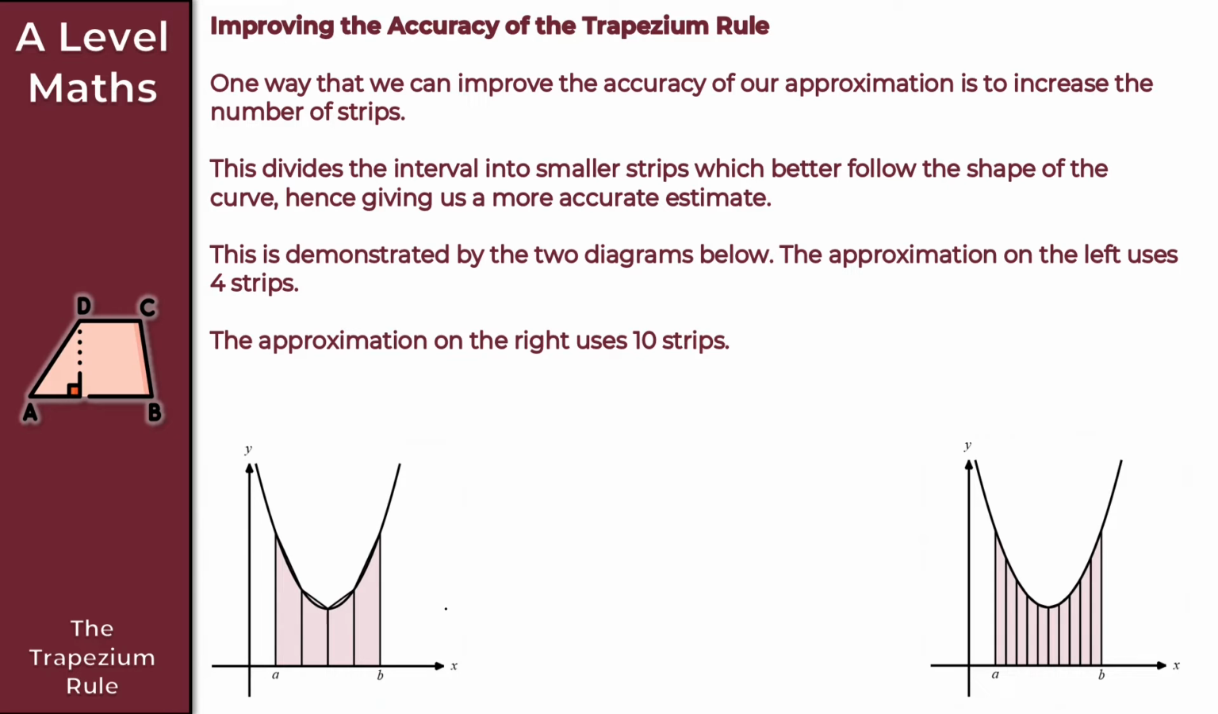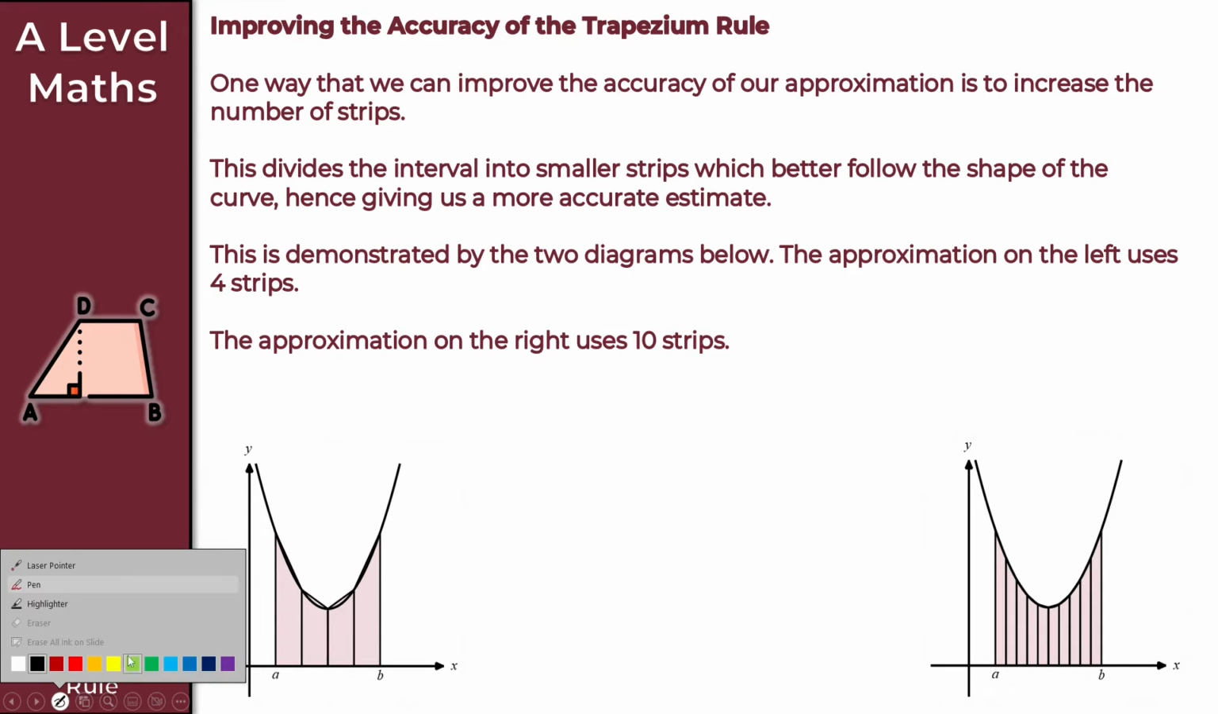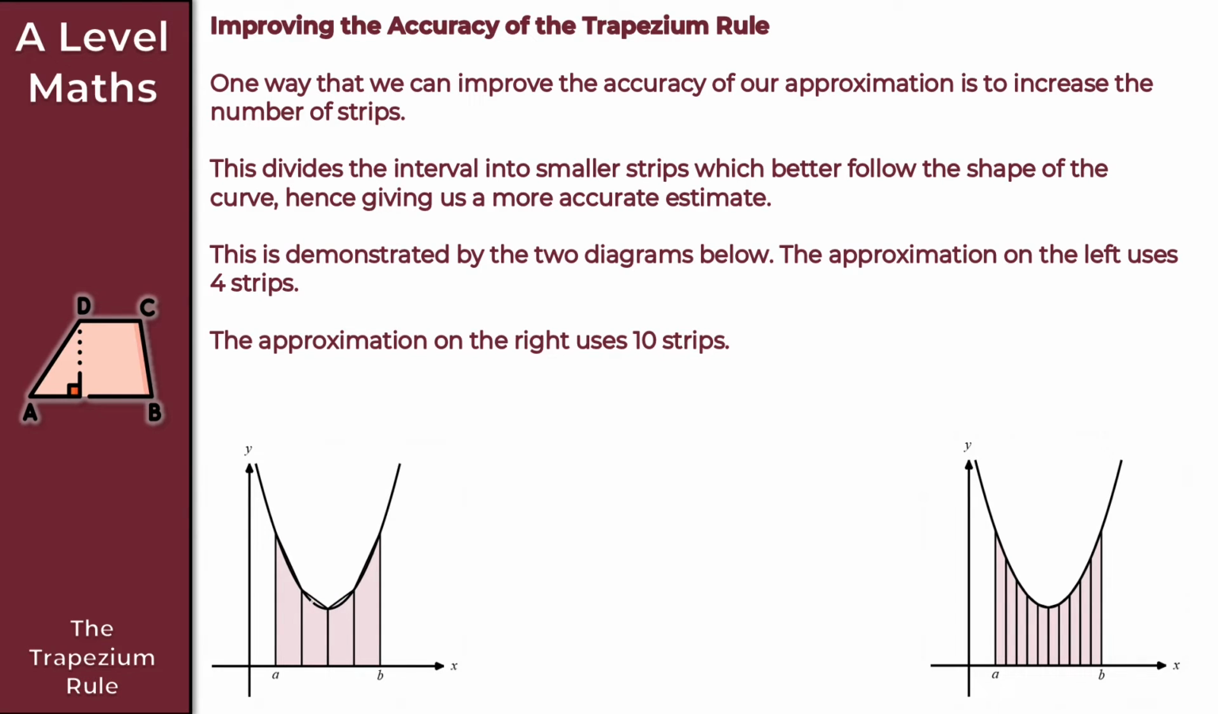The approximation on the left uses 4 strips, so 1, 2, 3, 4. And the approximation on the right uses 10 strips. I won't bother counting those out, but I promise you there are 10 strips there. I'm hoping it's quite obvious from the 2 diagrams, but when we only have 4 strips, as we can see, and let me do this in green, we have these 2 parts that are actually above the original curve. Okay. And that isn't evident for the second approximation, which has a greater number of strips.